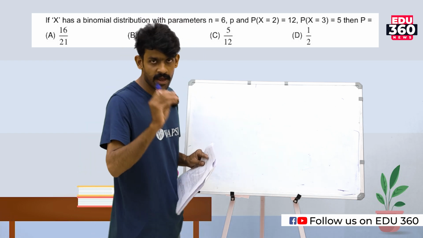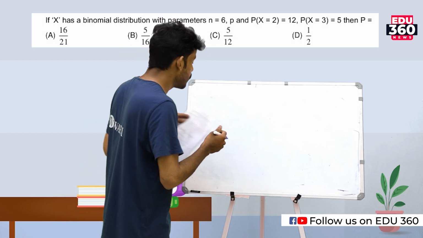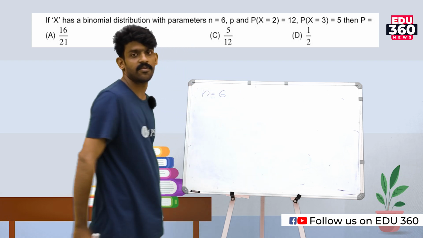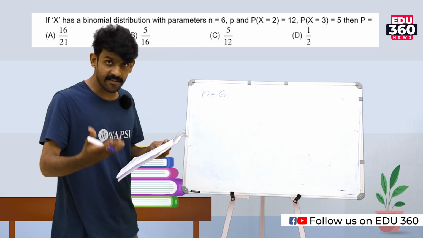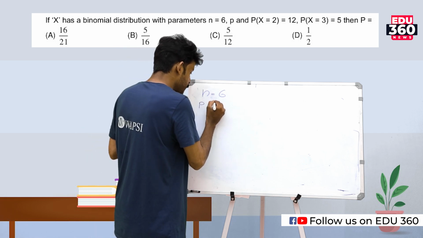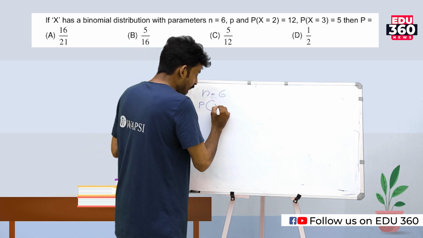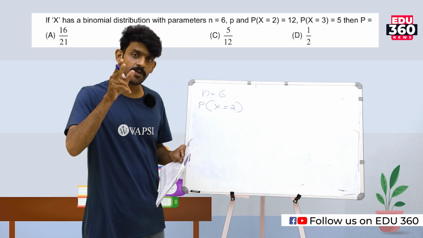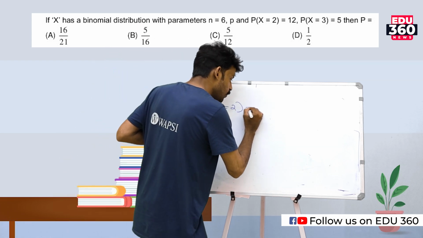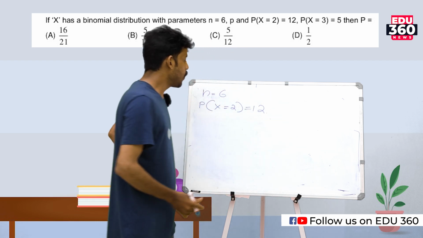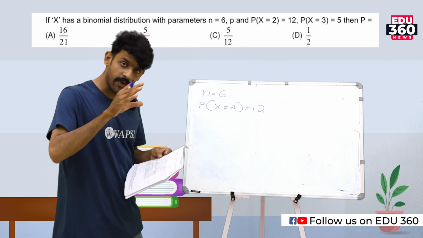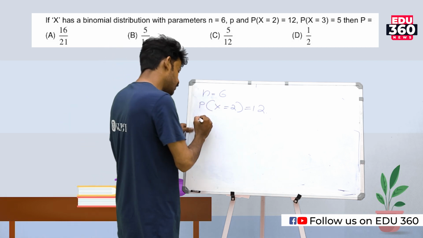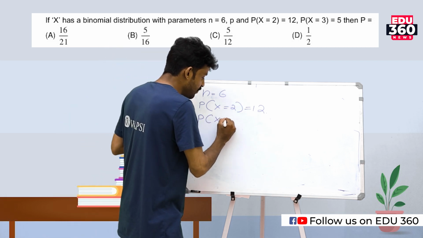First of all, we can write the given hints. It's given that n is equal to 6. The next is P of X equal to 2. The value is given as 12. The next hint is P of X equal to 3. The value is given as 5.